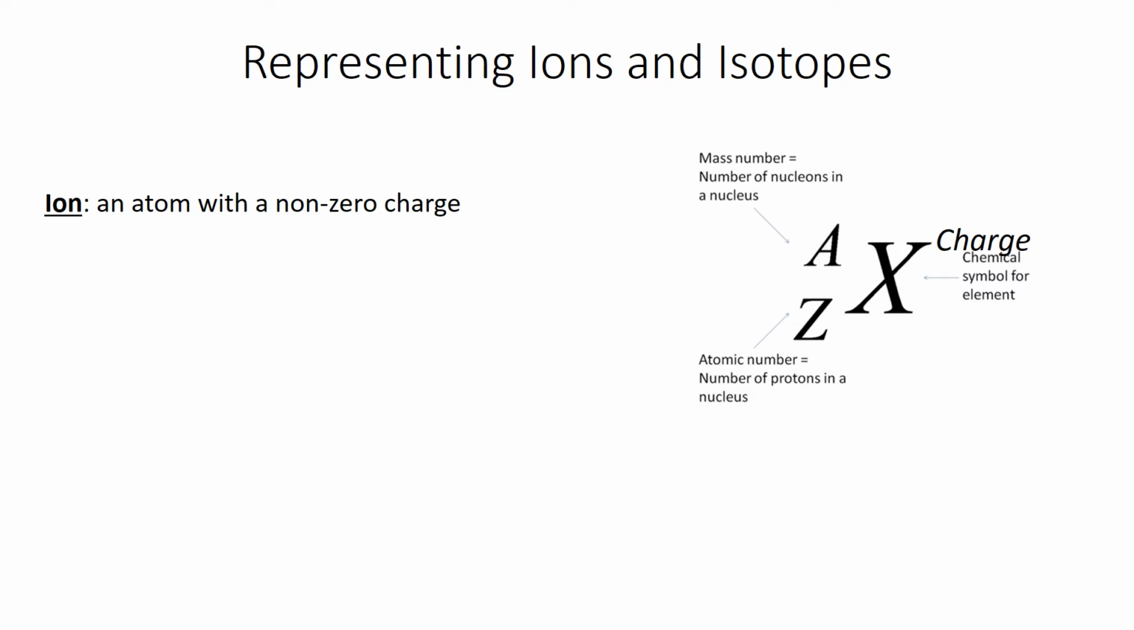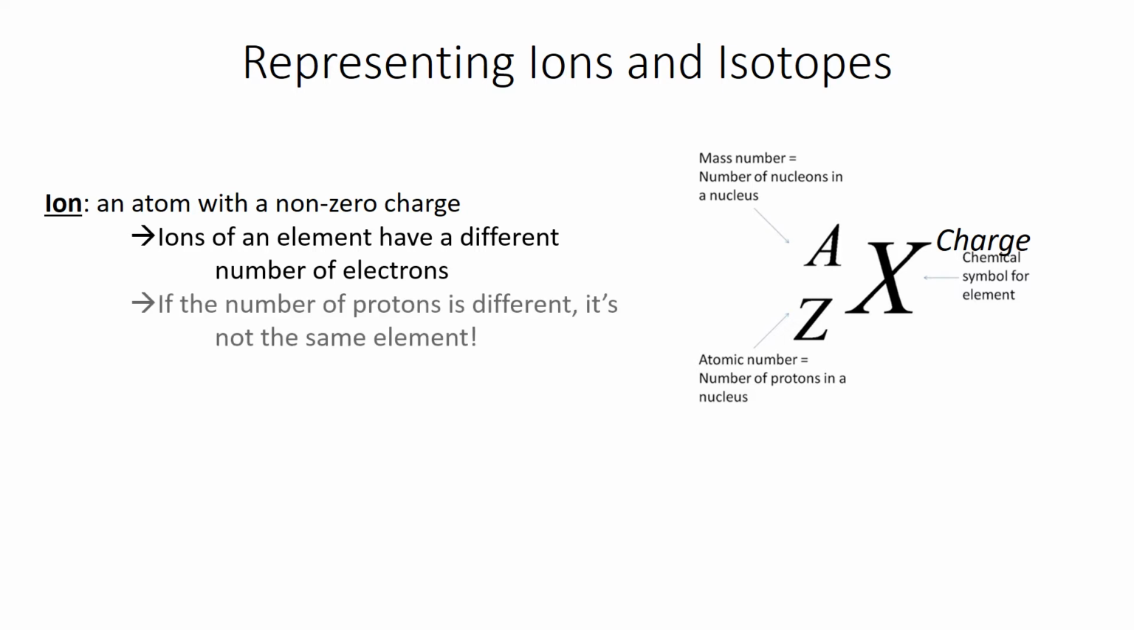An ion is an atom with a non-zero charge. So that means that it has a different number of electrons from protons. If you change the number of protons, you've changed the element. If you change the number of electrons, you have the same element but a different ion. If you change the number of neutrons, you have the same element but a different isotope.